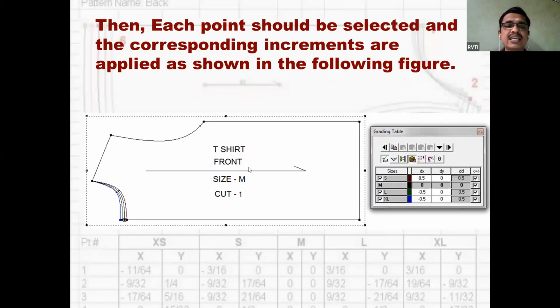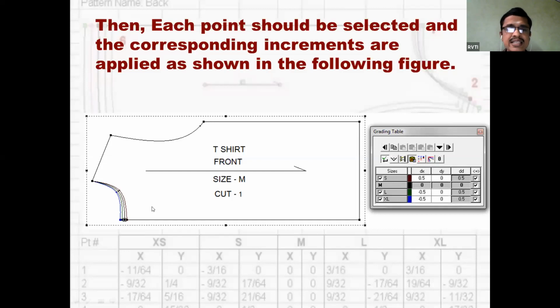See, for example, first I am preparing one t-shirt front in a software. This is Optitext software I am using. So I just prepared a basic t-shirt, size M. Then I calculate the increment, and I enter the sizes also. M is my base size. I need S size, L size, XL size, so I enter the sizes. First I have to click point number 1 and enter the increment, X direction, Y direction increment. Then I have to click apply. After clicking apply, automatically this portion has been graded.